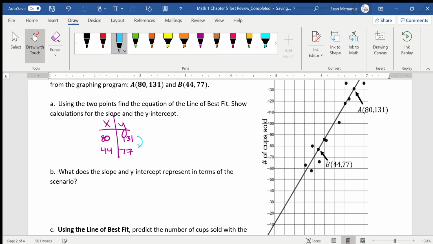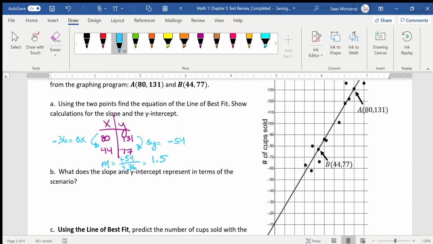So to find the slope, right, I need the change in y, and I have to divide that by the change in x. So 131 to 77 goes down 54, and from 80 to 44 goes down 36. So my slope, change in y over change in x, -54 over -36. If I divide that out, the negatives cancel, and I get 3 over 2. I'm going to make it a decimal just because that's probably what most of you will get in the calculator. So 1.5.